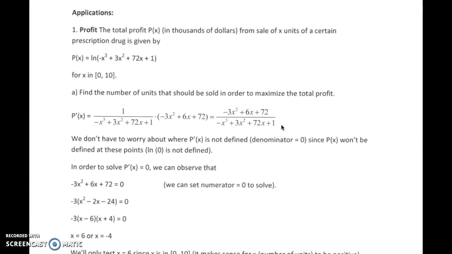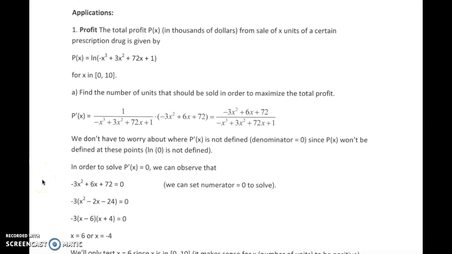Remember that the chain rule will sneak in on you in various things. Please don't ever forget about it. We're not going to worry about where it is not defined, seeing as the whole function won't be defined at the points because ln of 0 is not defined. And we're also limited between 0 and 10. Anything that was negative wouldn't be in our domain that we're looking for.